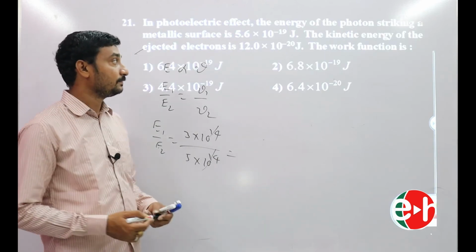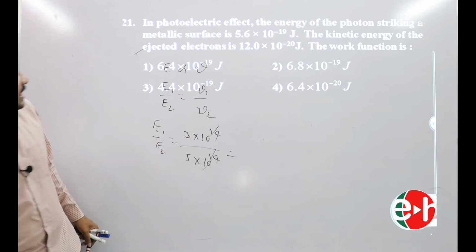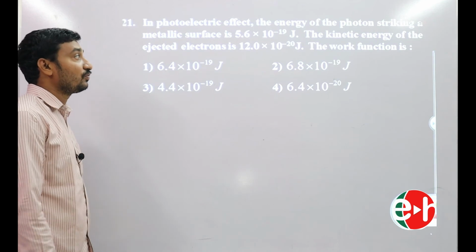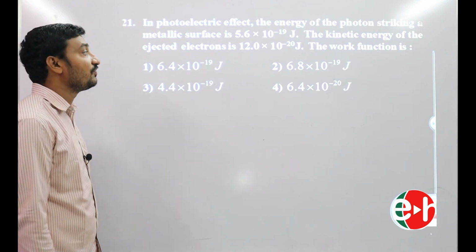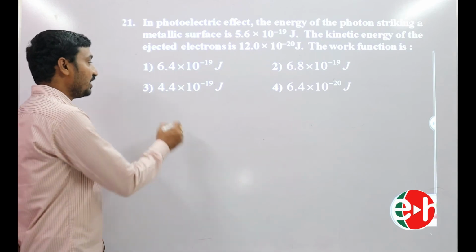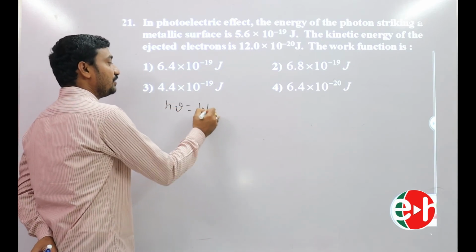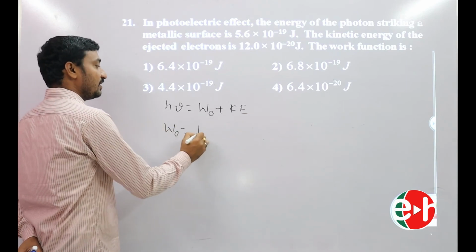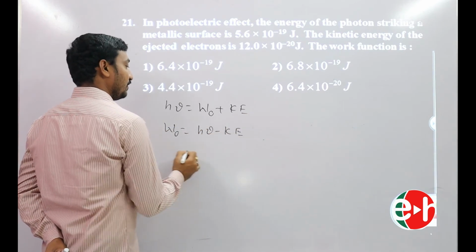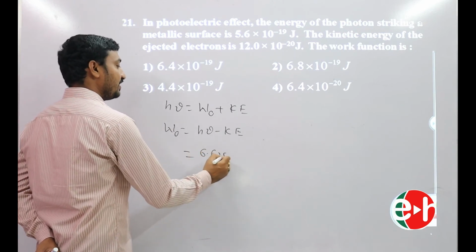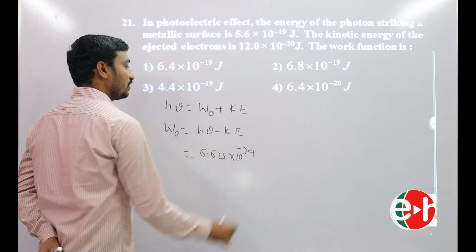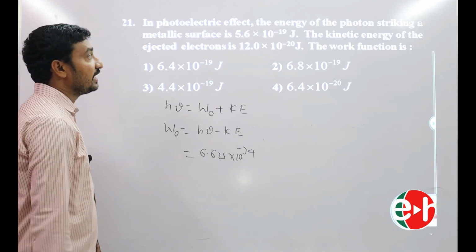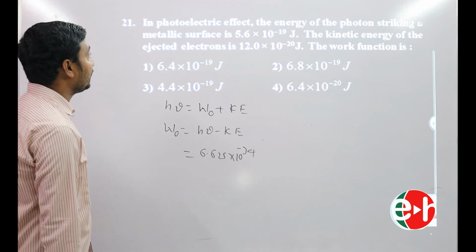Next question, minus 19 joules. The kinetic energy of the ejected electron is 12.0 into 10 to the power minus 20 joules. Asking the work function, direct formula: h nu is equal to W naught plus KE, therefore W naught is equal to h nu minus KE. The h value is 6.625 into 10 to the power of minus 34 joules.